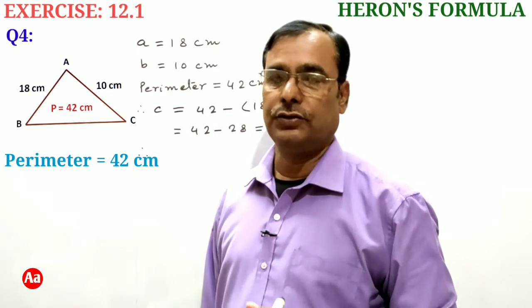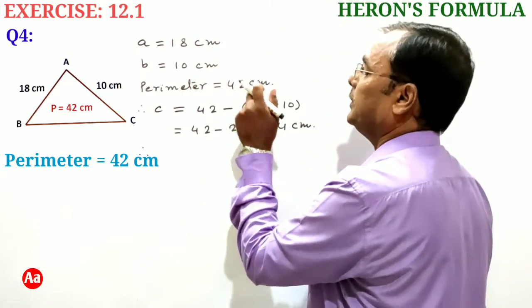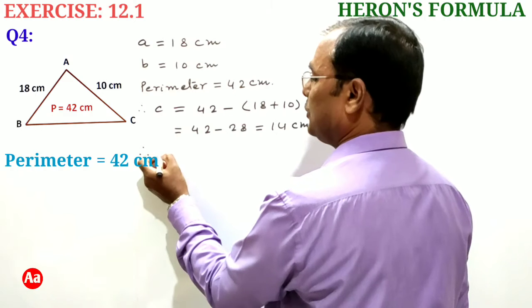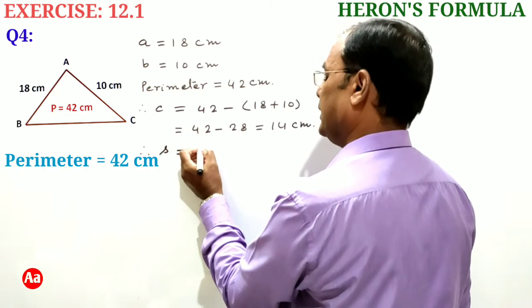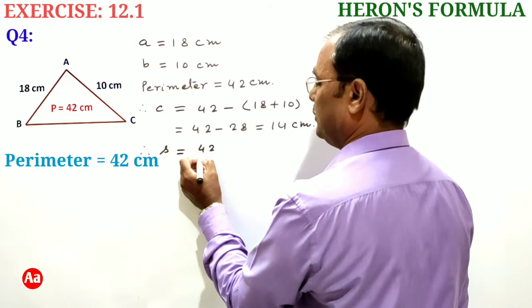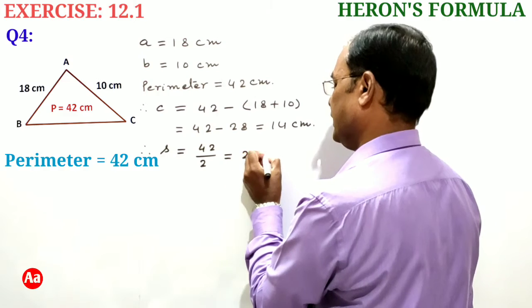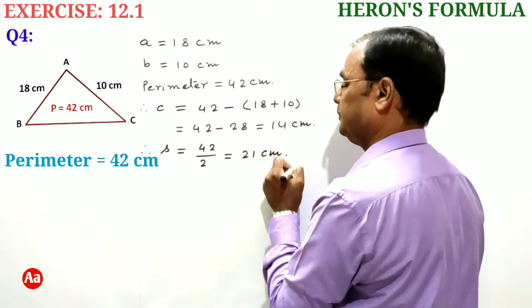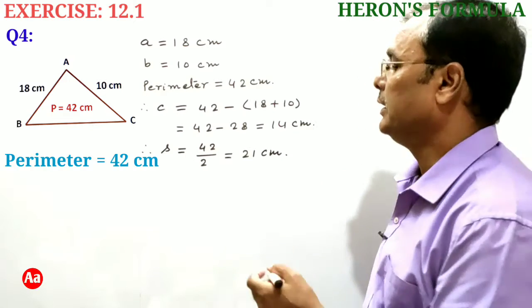Perimeter is given, 42 centimeter, and we want to apply here Heron's formula to find the area of this triangle. So we need to write the semi-perimeter, which will be half the given perimeter, 42 centimeter. So s, semi-perimeter, is 42 divided by 2. This is 21 centimeter. So this way semi-perimeter is 21 centimeter.